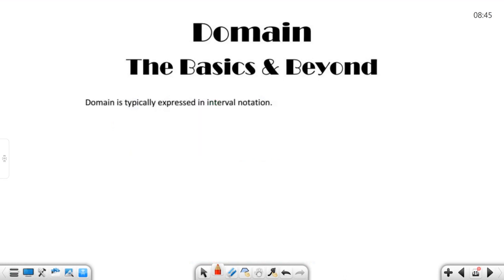Domain is typically expressed in interval notation. The domain of a polynomial is all real numbers. If I have only x powers that are whole numbers, 0, 1, 2, 3, 4, 5, 6, 7, 8, 9, 10, then that's a polynomial. The coefficients can be fractions, decimals, square roots, whatever, but not the powers of x. The powers of x can't be in the denominator or negative. So here the domain is negative infinity to infinity.